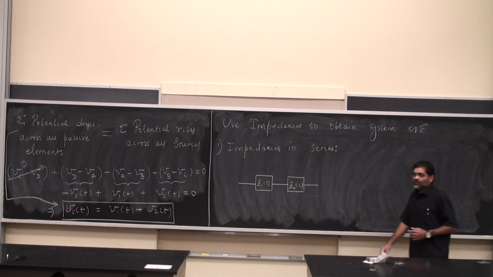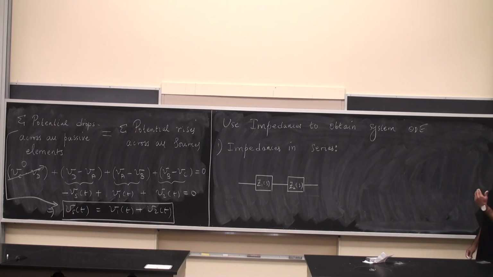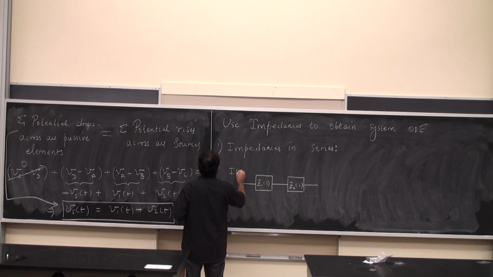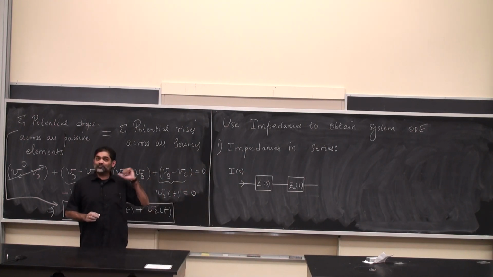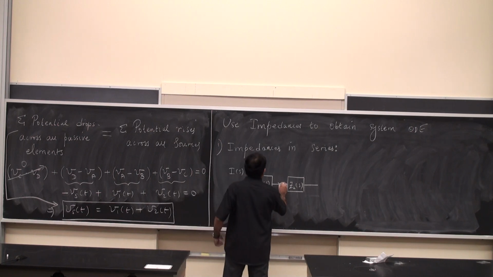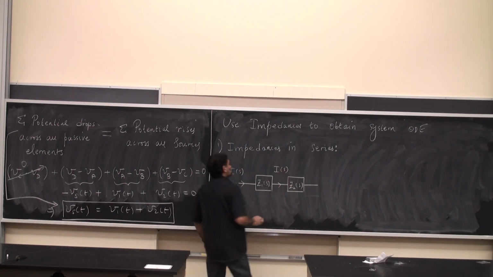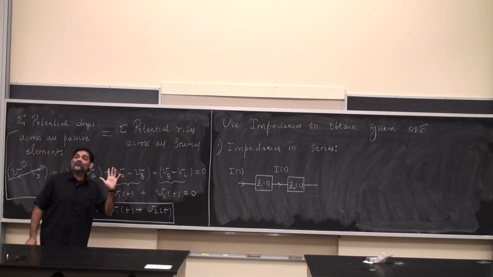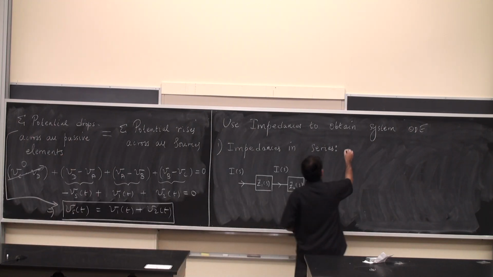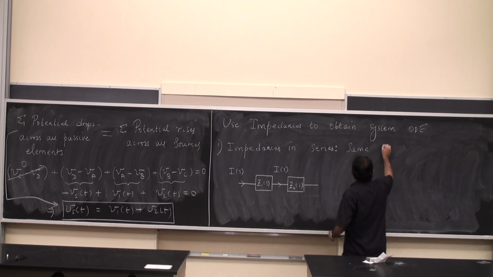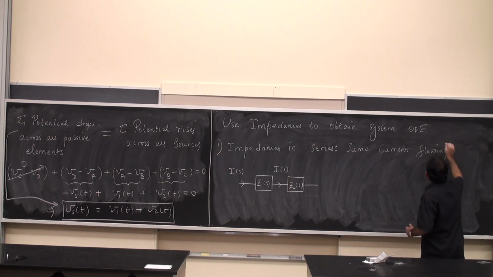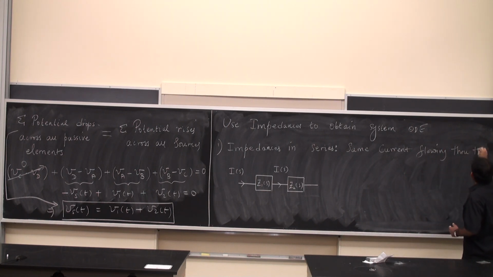Z2 of S. If I have some current flowing through them, you obviously see that the same current has to flow through. Okay? So I have the same current flowing through two impedances in series. So impedances are said to be in series if they have the same current flowing through them.